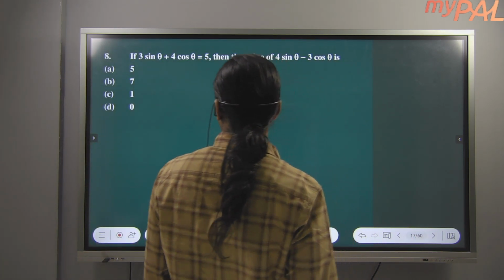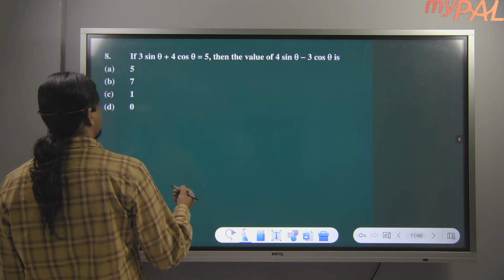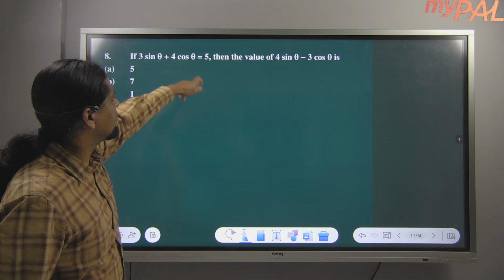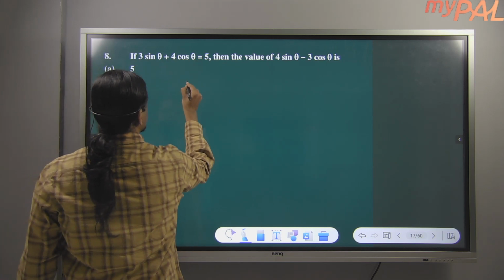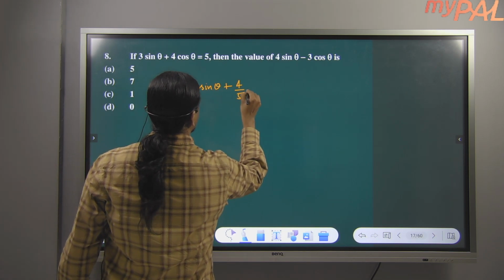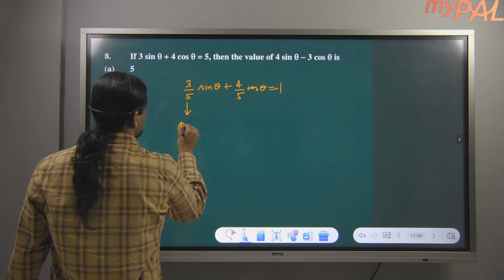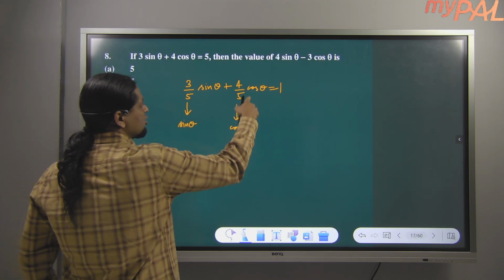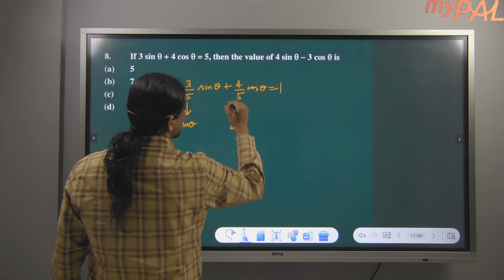Okay. Here we have one more question. 3 sin theta plus 4 cos theta is equal to 5. Find the value of. Now if you look here, if I somehow write it in the form of sine square theta plus cos square theta, it is gonna be equal to 1. So what will I do? I will divide 5 on both sides. When I divide 5 on both sides, 3 by 5 sine theta plus 4 by 5 cos theta is equal to 1. So I've got the identity, which means this has to be sine theta and this has to be cos theta. Because we know that sine into sine becomes sine square, cos into cos becomes cos square, sine square plus cos square is 1. So sine theta is 3 by 5, cos theta is 4 by 5.